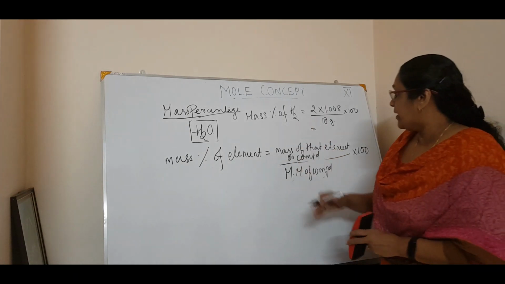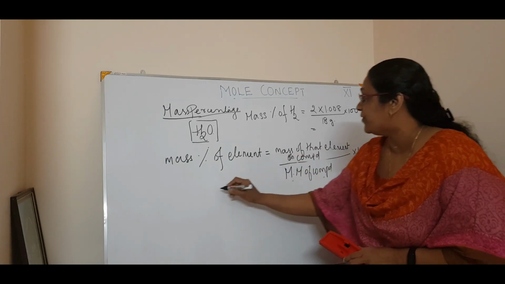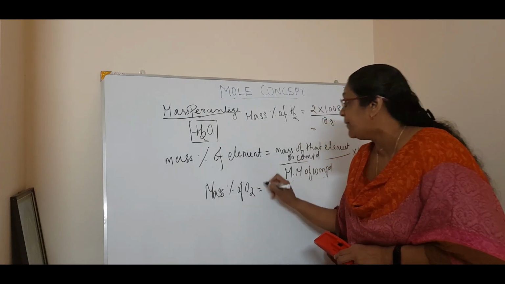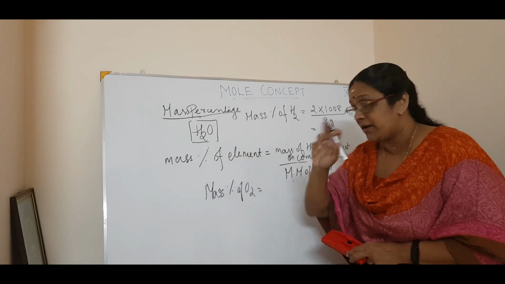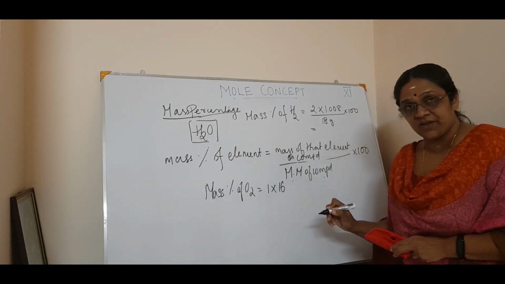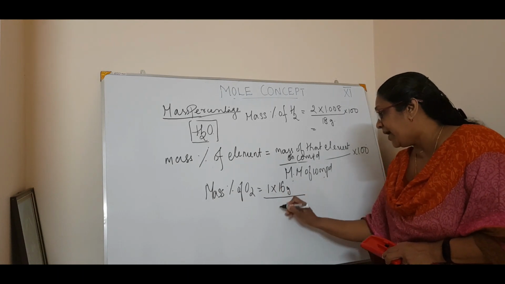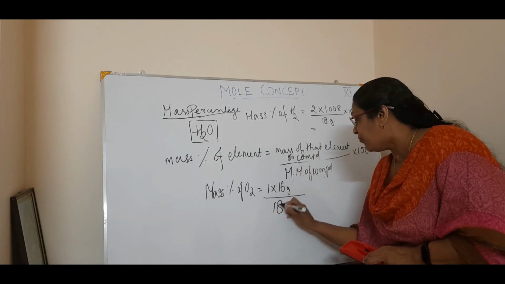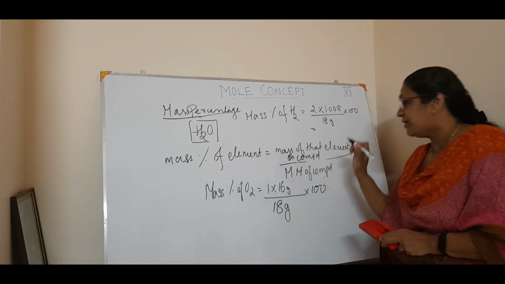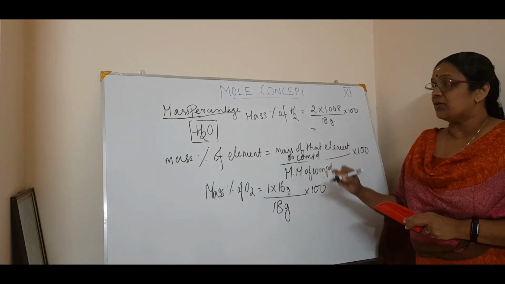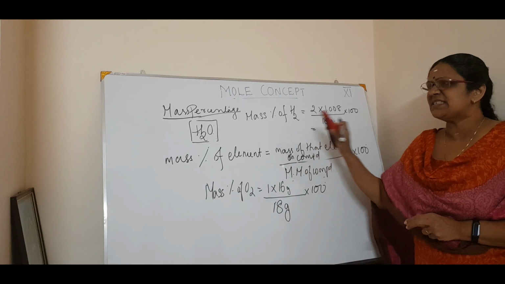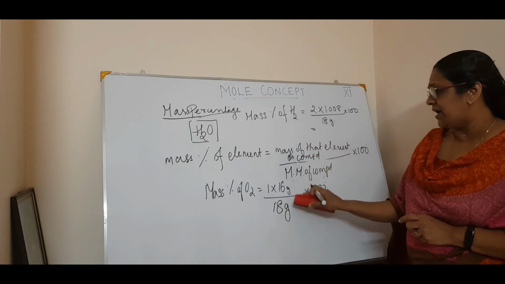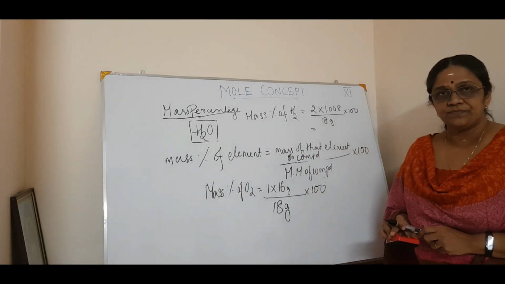Okay. So now same way, how will you calculate the mass percentage of oxygen? Mass percentage of oxygen is equal to, tell me how many oxygen atoms are there? 1. So it is 1 into 16 gram, divided by the molar mass of the compound. That is again 18 gram, water, right? 18 gram into 100. So by this you can calculate the mass percentage. It is very simple. So you can calculate the mass percentage of hydrogen and oxygen in a water molecule.